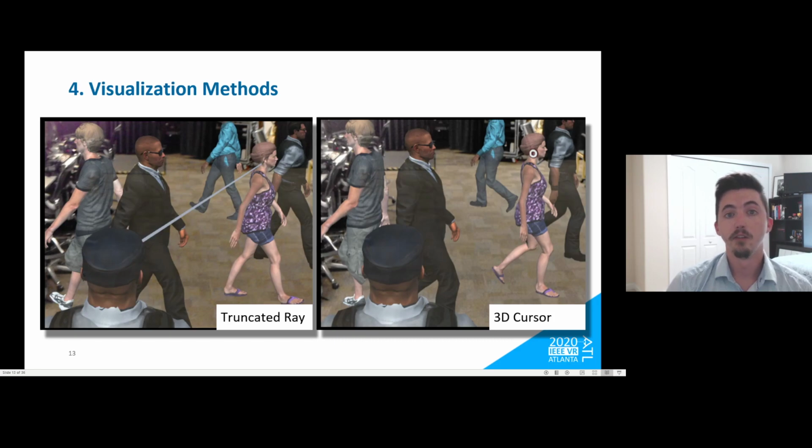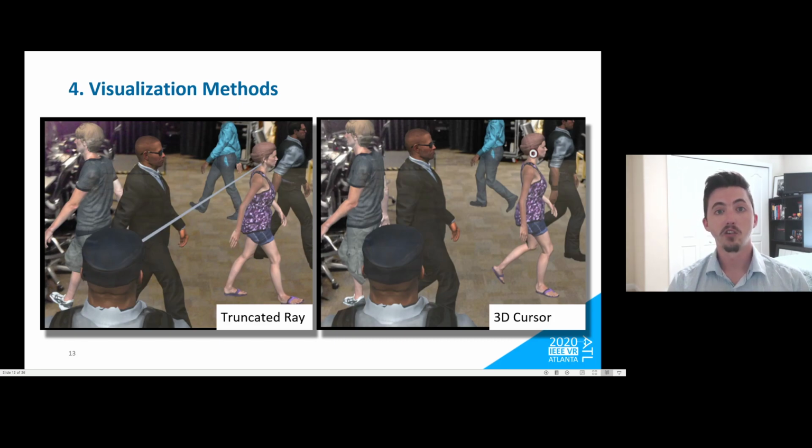For our fourth independent variable, we have 2 different visualization methods. So the first of which is called truncated ray. It is a line that starts from our virtual partner's head and extends from his head out towards the person that he is observing. Upon the first collision point along that ray, it will terminate. So usually it terminates right on the target. However, if something closer in the scene intersects it, it will temporarily terminate on that closer person. On the right side of the screen, we see our 3D cursor visualization.